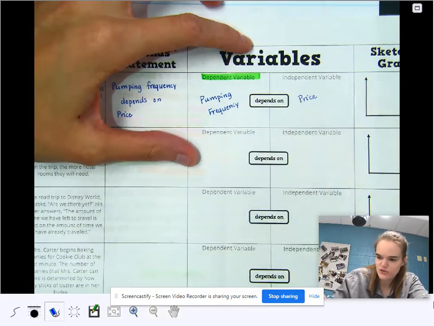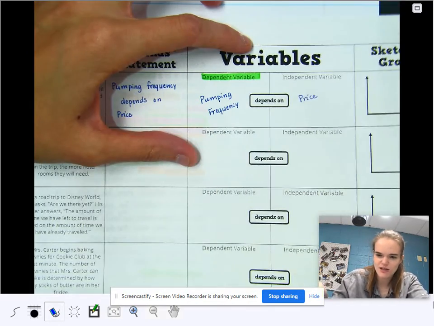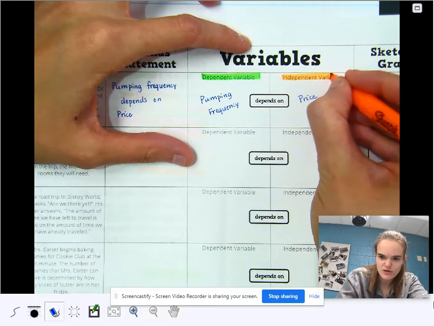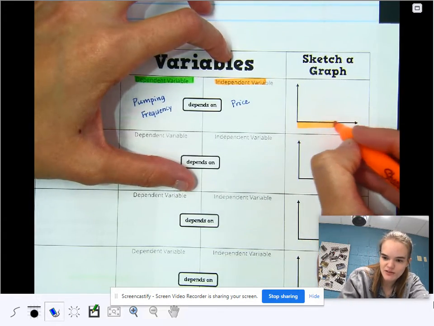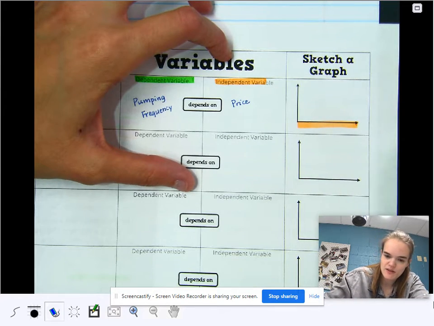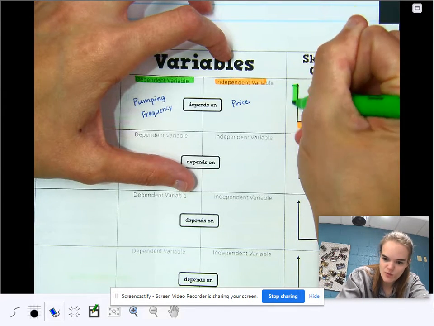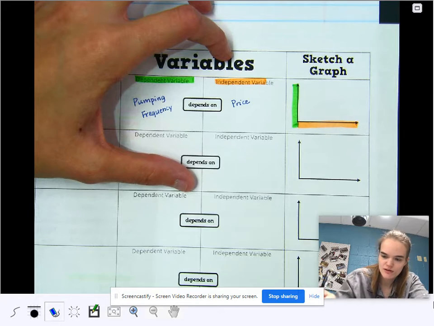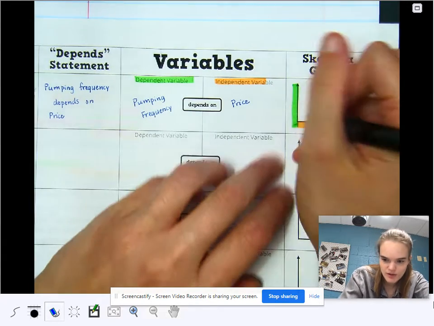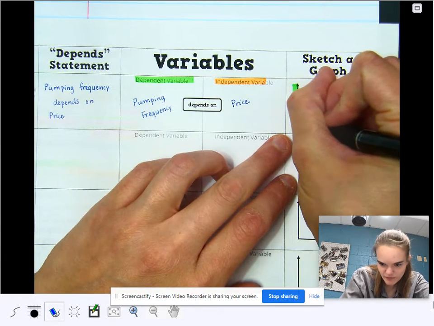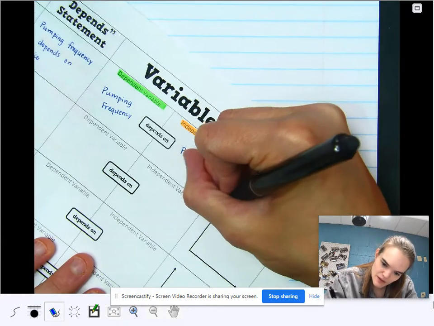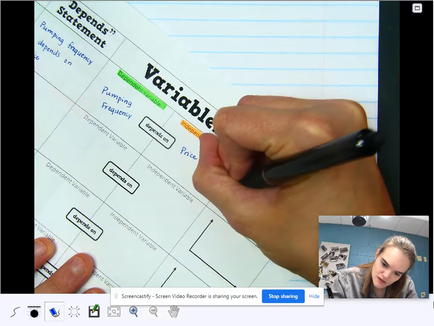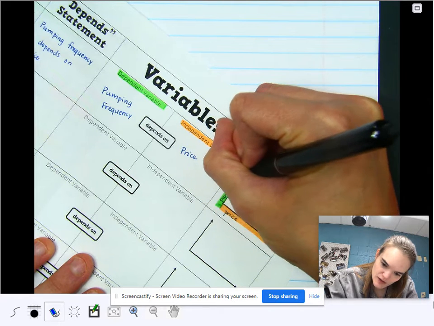The reason we have written that is so that we have separated it into the dependent and the independent variable. Make sure I highlight it right. The independent variable goes down here on the x-axis. The dependent goes on the y-axis. So pumping frequency and price. So price on the x-axis, pumping frequency on the y-axis.